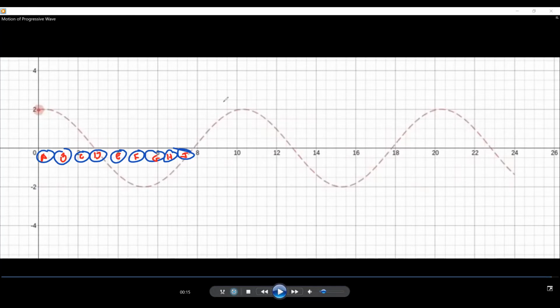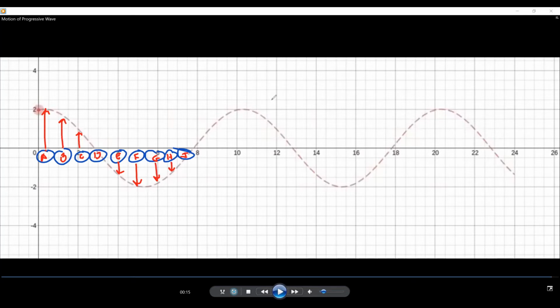Okay. So let's just say right now, these were all the particles before a wave traveled through. They were all at the equilibrium position. But once a wave travels through them, each of these particles is being displaced. So A will go up to this point, B will go up to this point, C goes up, D doesn't go anywhere, E goes down, F goes down even more, G goes down also, but not as much, and you have these displacements here. All right.